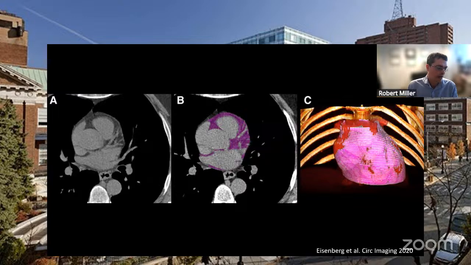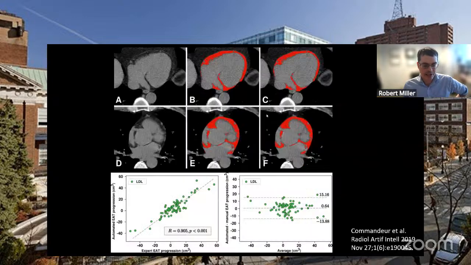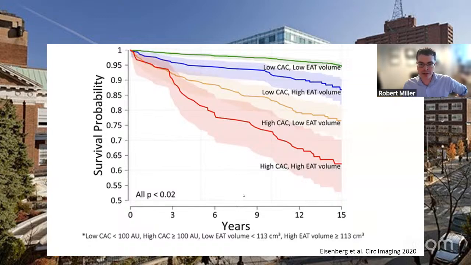So we started thinking about what other things we could segment from hybrid imaging. Dr. Dey's group has done a ton of work in epicardial adipose tissue. This is work that was led by Evan Eisenberg, looking at a deep learning model for epicardial adipose tissue segmentation off of a gated cardiac CT scan done for a calcium score. And you can see there's excellent agreement between expert reader and automated EAT measurements, R was 0.905. These values provide incremental benefit over the calcium score, so you can combine just these two features to stratify risk quite effectively.